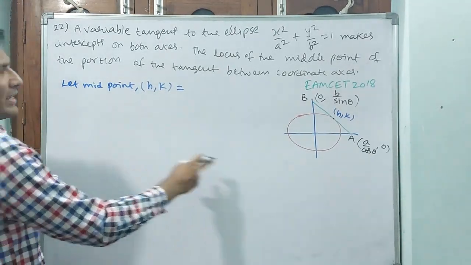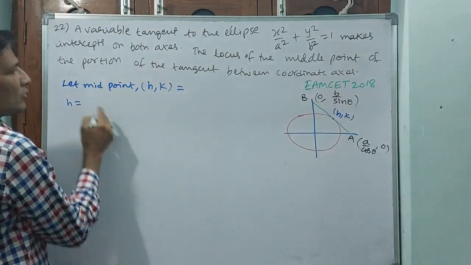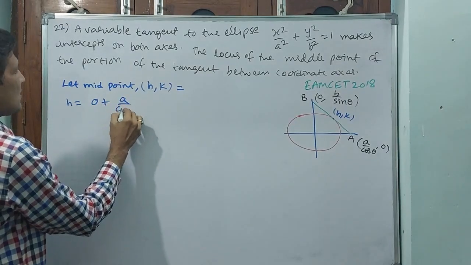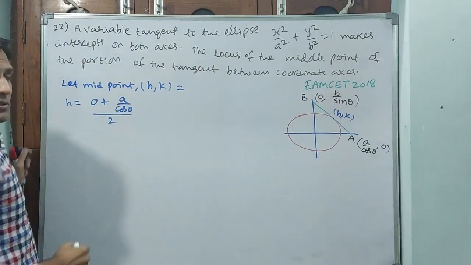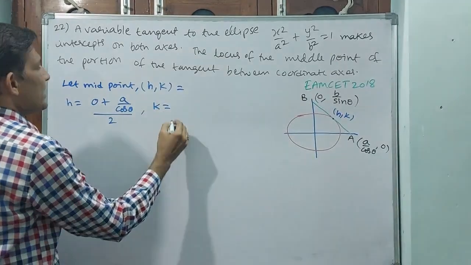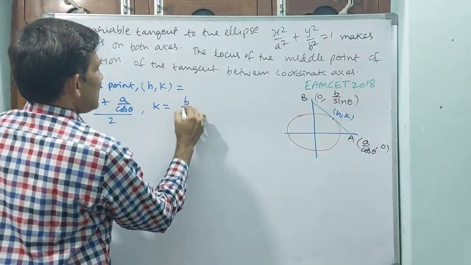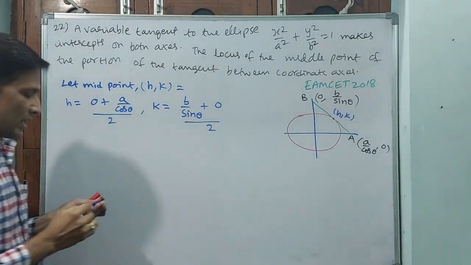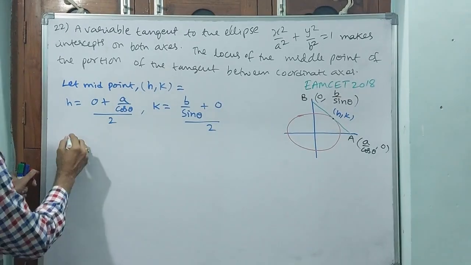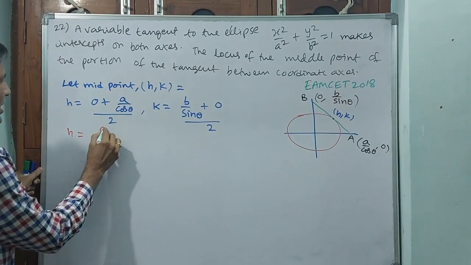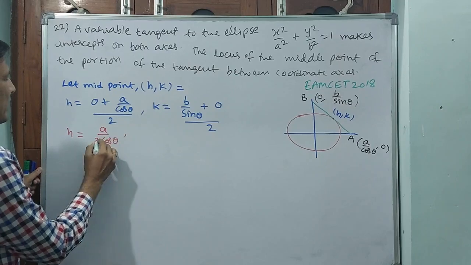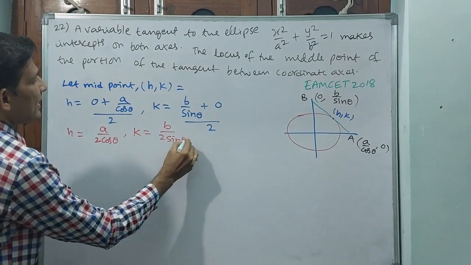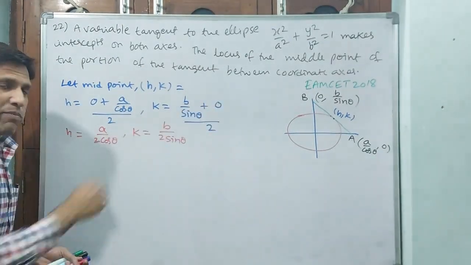If the midpoint is (h, k), then how can you find h? h is equal to (0 plus a by cos theta) divided by 2. This is h. Then what will be k? k is equal to (b by sin theta plus 0) divided by 2. Is it okay? Definitely okay. Now finalize this: h is equal to a by 2 cos theta, comma k is equal to b by 2 sin theta. See, this is the midpoint.